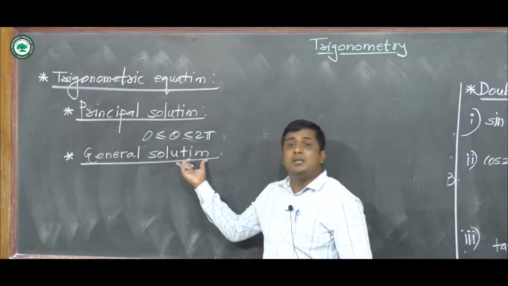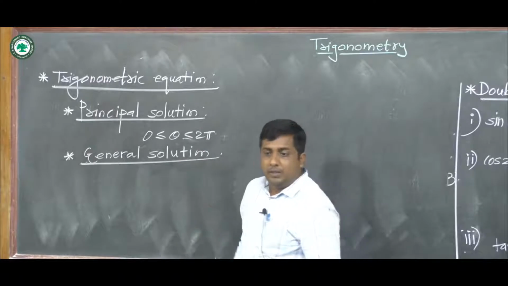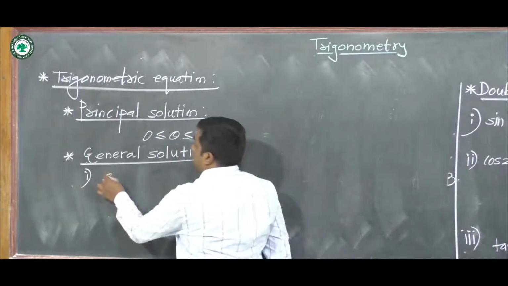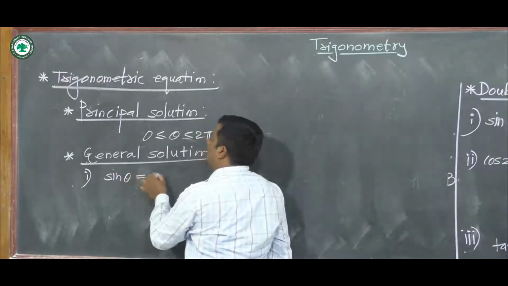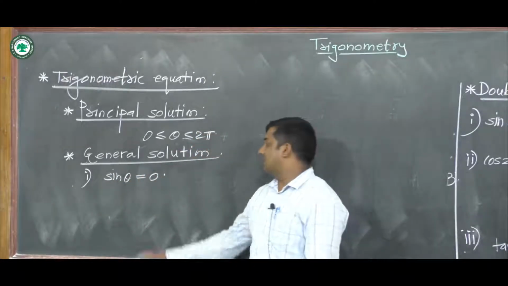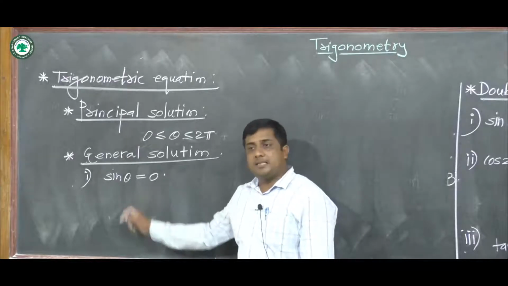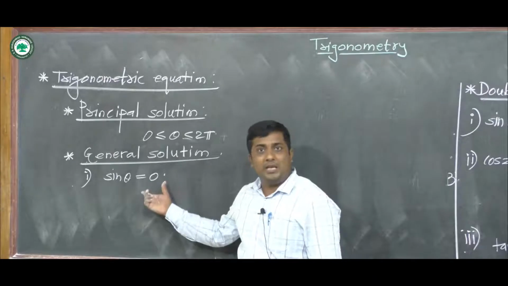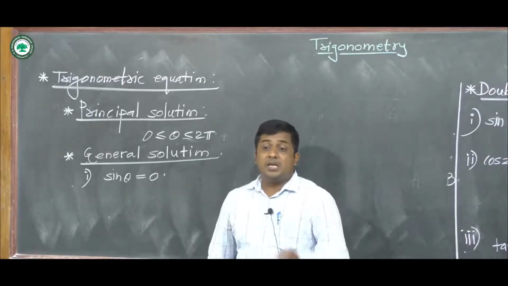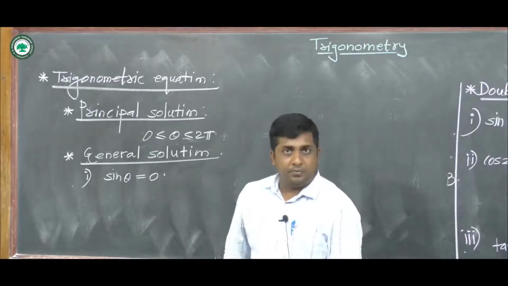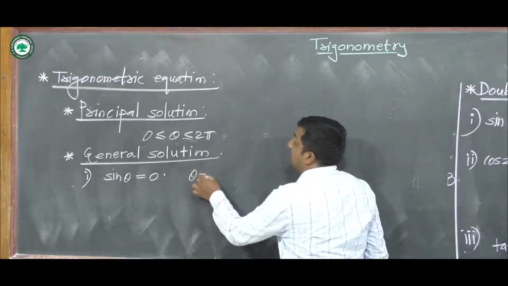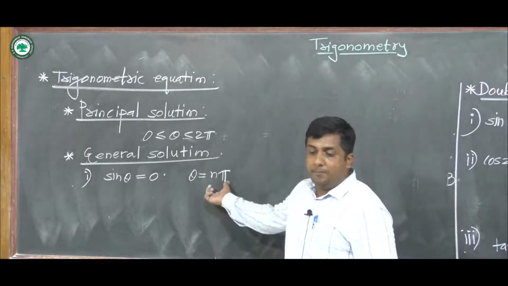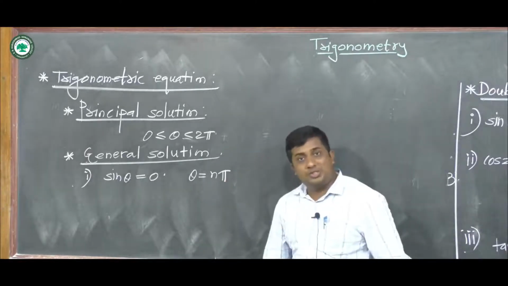Okay, if our first form is sine theta is equal to 0, this is our trigonometric equation and we have to find the general solution for the given equation. Then the general solution is always in the form theta is equal to n pi, where n belongs to Z.